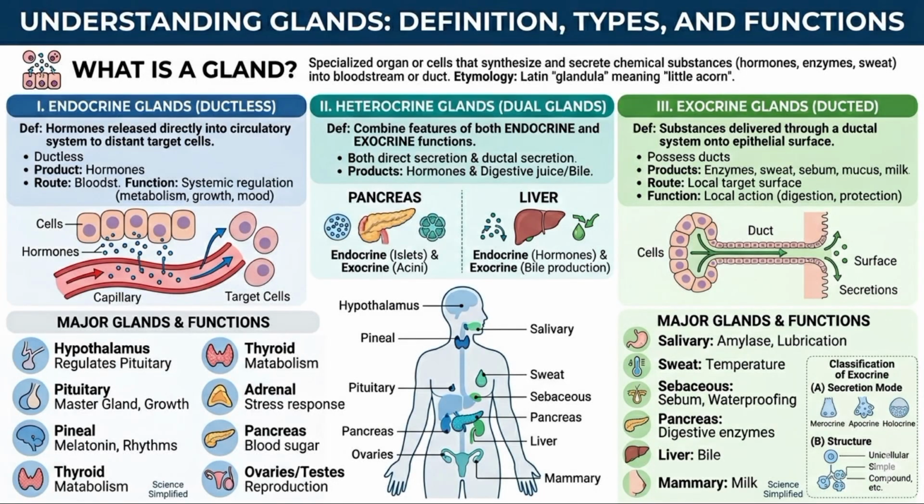Welcome to Science Simplified. In this video, we are going to explore the human body's chemical factories. We will understand what glands are, their different types, and how they function to keep our bodies healthy. Let's dive in. Part 1.